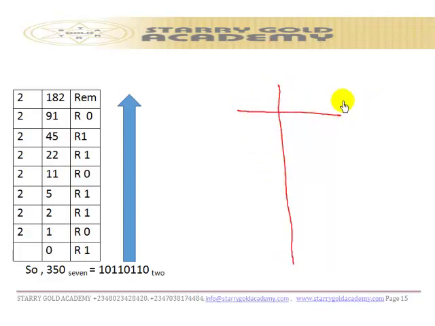When you are doing this, make sure you always use a ruler. I can't use a ruler, I don't have a ruler here. So you have 2. I'm using 2 because I want to convert to base 2, so I have to use 2 throughout.